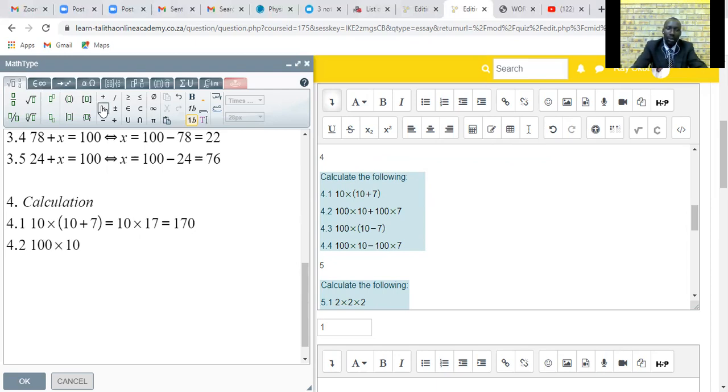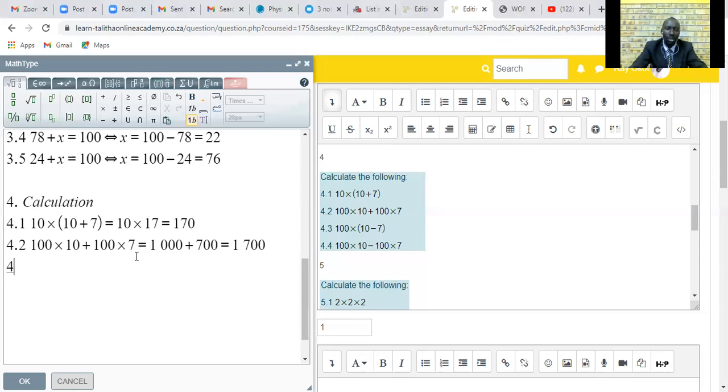Then the next question is 4.2, where we have to multiply 100 times 10, and later we add 100 times 7. So what do we get here? Well, for the first, 100 times 10, we get 1,000. Then for the next, we have 100 times 7, and we get 700. So that means here we get a total of 1,700.